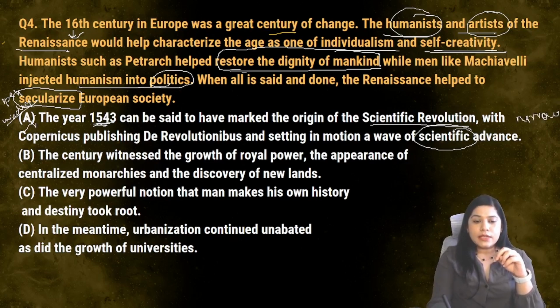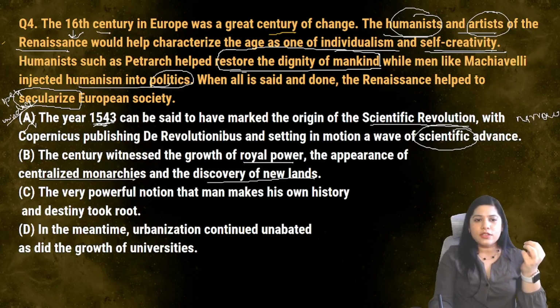Option B. The century witnessed the growth of royal power, the appearance of centralized monarchies, and the discovery of new lands. Maybe, because we're talking about this century, that way it is related, but royal power is not that related. Centralized monarchies and discovery of new lands. So maybe I'll just keep it, not very sure.